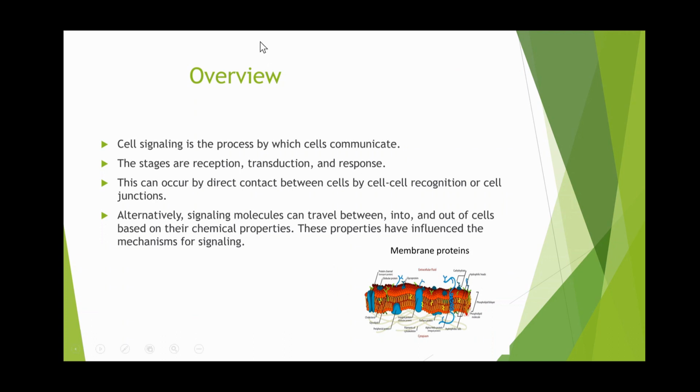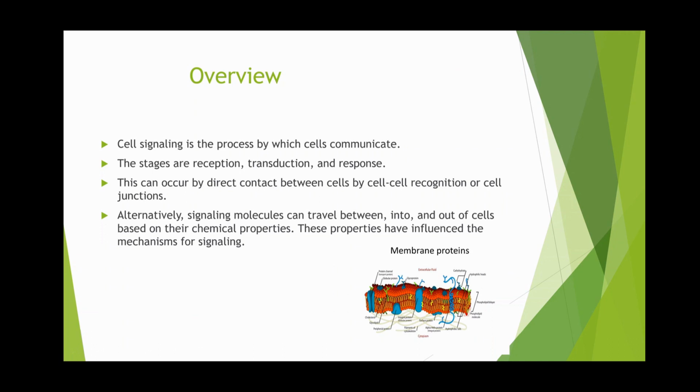process chronologically. So the two main ways that cell signaling can occur are direct contact and travel by certain molecules to other cells. So first we have direct contact. So how can this happen?